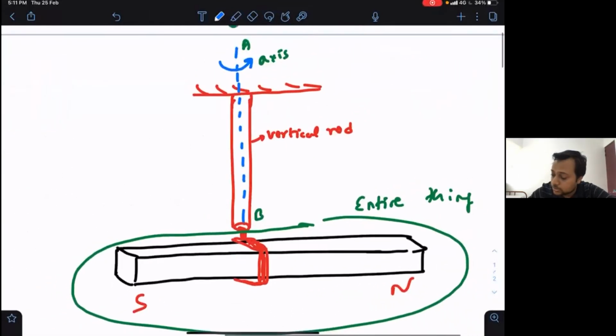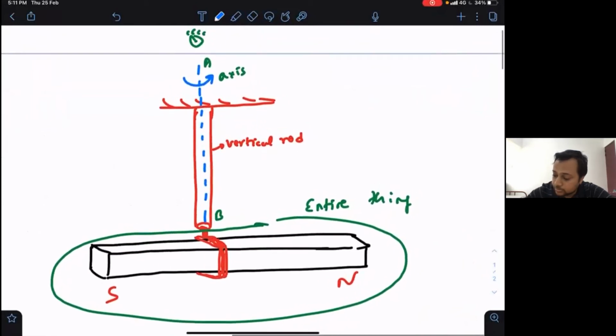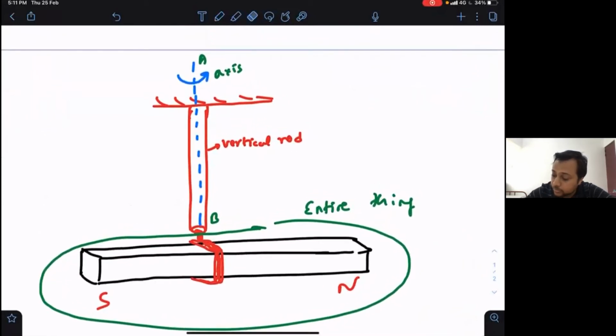So here you can see I made some rough diagram. Now, this is a magnet which is able to rotate in a horizontal plane. Not freely suspended, you can say it is suspended with the help of a vertical rod. So this magnet is restricted to move only in the horizontal plane and not in a vertical plane, which means its motion will be affected only by the horizontal component of Earth's magnetic field.